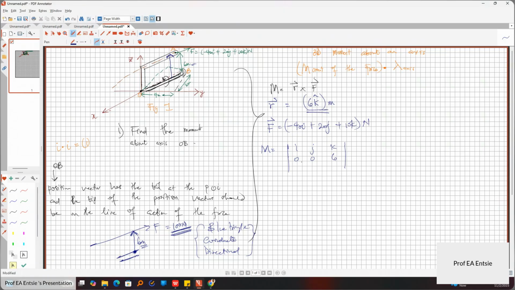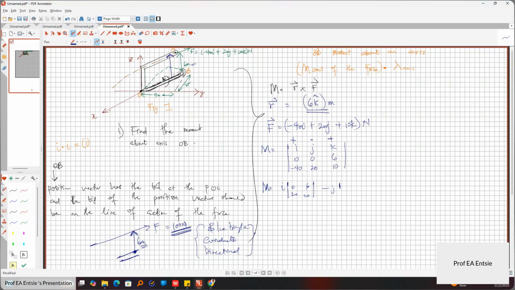Then we come to the force because it's R plus F. So for the force, we have a component for the I, negative 40. You have a component for the J, that's 20. And a component for the K, that's 10. So this is how we go about the moment. We find the determinant of this. The determinant will be 0, 20, 6, 10, minus J. So this is the sign allocation: plus, minus, plus.